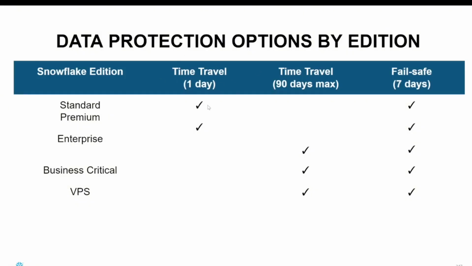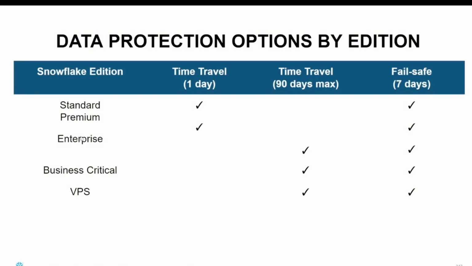Time travel of 1 day is present in the Standard and Premium editions of Snowflake. For Enterprise, Business Critical or VPS, time travel goes up to a maximum of 90 days. So it starts from 1 day and goes up to 90 days. But in Standard and Premium, the default is 1 day and you cannot go beyond it. The fail-safe option is applicable for all the different editions of Snowflake, is non-configurable, and the default is 7 days. So this is the same for all editions.